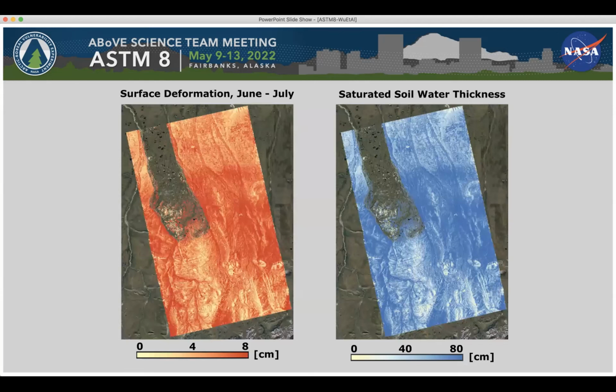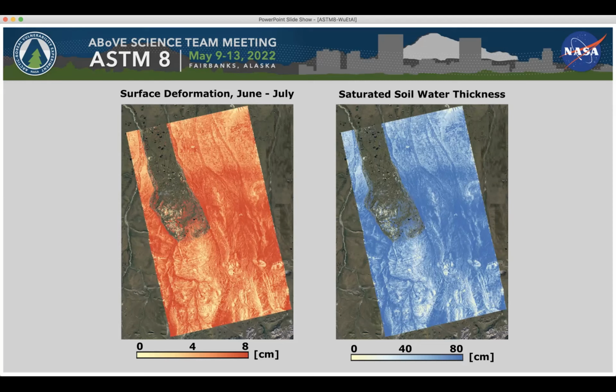We analyzed the ALOS data acquired between 2006 and 2011, and derived the mean seasonal subsidence between early June, the beginning of the thaw season, and late July, approaching the end of the thaw season. And this is the surface subsidence map we see. We generally see a range from 0 to 8 centimeters of deformation. And we translate that map into a soil water map, which maps to 0 to 80 centimeters of soil water column. And so this map actually makes sense.